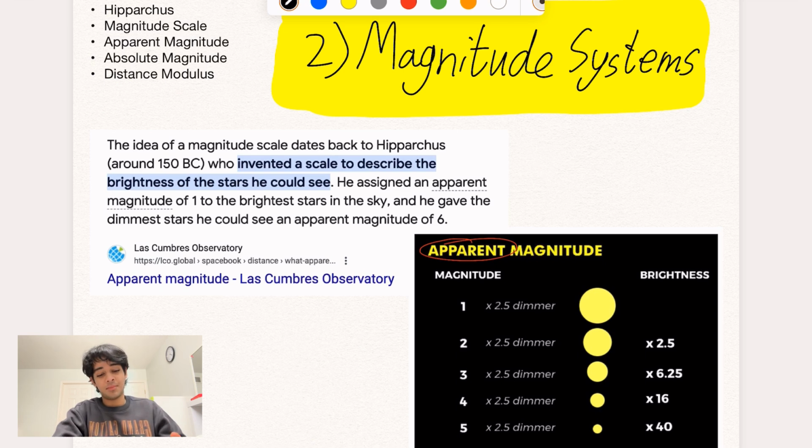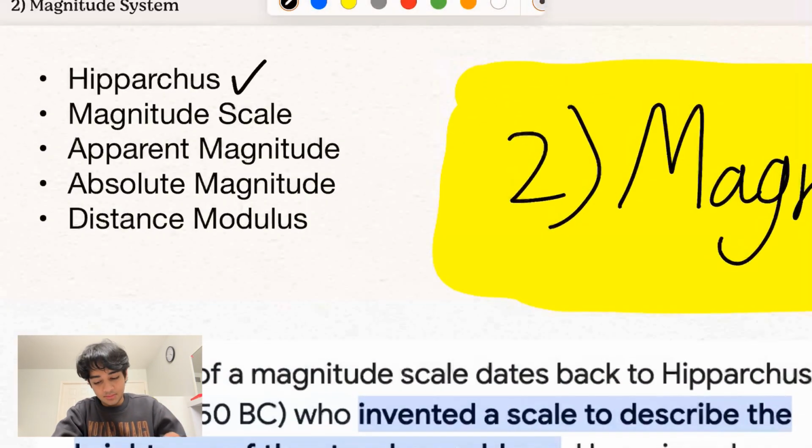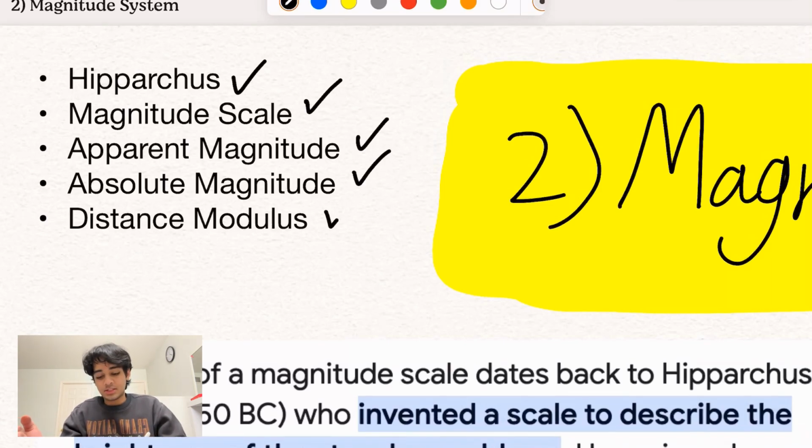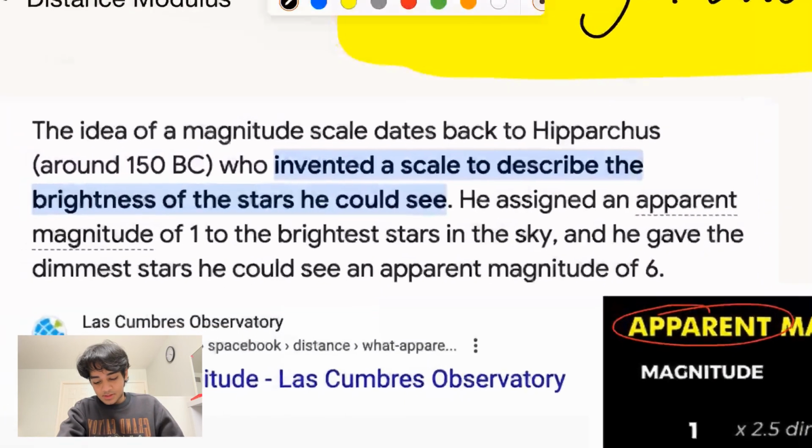Let's start talking about the magnitude systems. In this video, we're going to be discussing how it started and what the magnitude scale is. We're going to cover the difference between apparent and absolute magnitude, and then we're going to talk about the distance modulus formula that connects apparent and absolute magnitude. So first, let's read this.